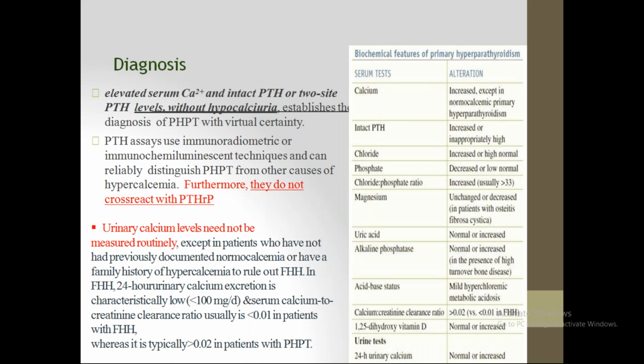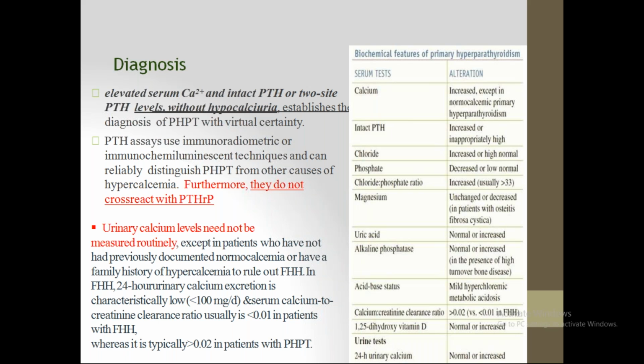In 24-hour urine, calcium excretion is characteristically low, less than 100 milligrams, and the calcium to creatinine clearance ratio is usually less than 0.01. Then you tell it is a patient with familial hypocalciuric hypercalcemia. If the calcium creatinine ratio is more, around more than 0.02, then you tell it is because of primary hyperparathyroidism.